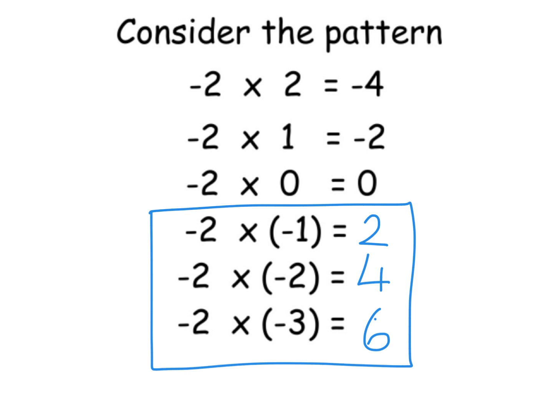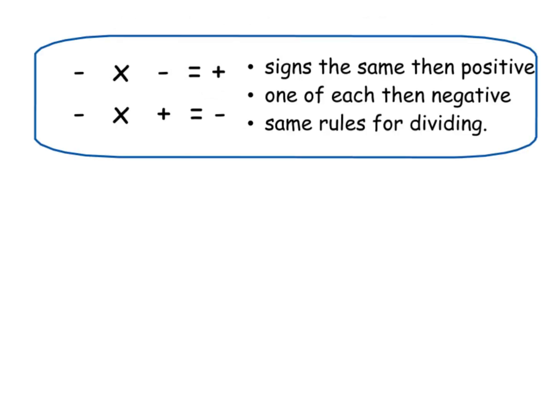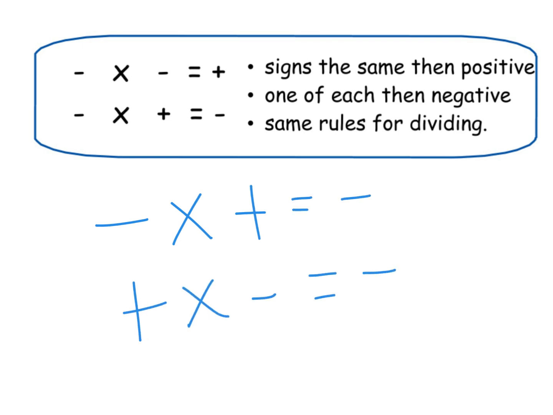So there's really these two little rules in maths. When multiplying and dividing, this works for dividing as well. If your signs are the same, i.e. a minus times a minus, or a positive times a positive, then these are going to give you a positive answer. But if you have one of each sign, so if you have either a minus times a positive or a positive times a minus, it doesn't matter which way round it goes, they will give you negative answers.